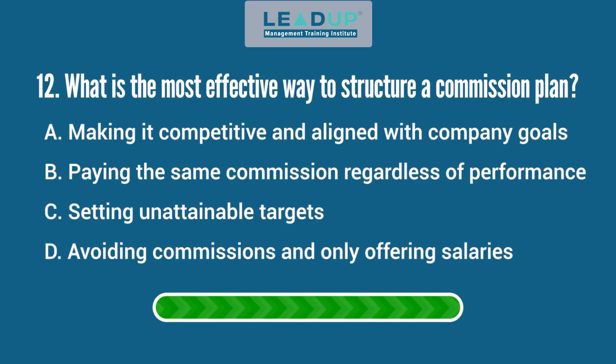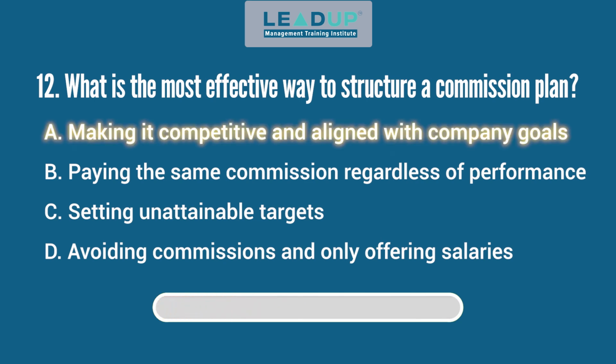Question 12. What is the most effective way to structure a commission plan? A. Making it competitive and aligned with company goals. B. Paying the same commission regardless of performance. C. Setting unattainable targets. And D. Avoiding commissions and only offering salaries. Answer: making it competitive and aligned with company goals.